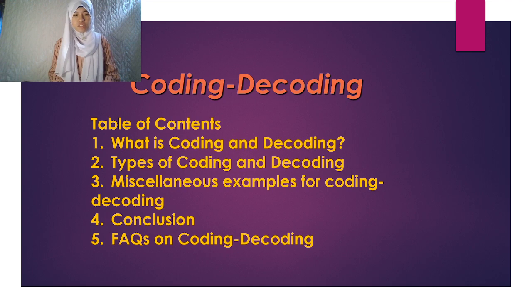First, we have the table of contents. Number one, what is coding and decoding. I will be discussing now what is coding and decoding. Second, types of coding and decoding. Number three, miscellaneous examples for coding and decoding, and last, conclusions.